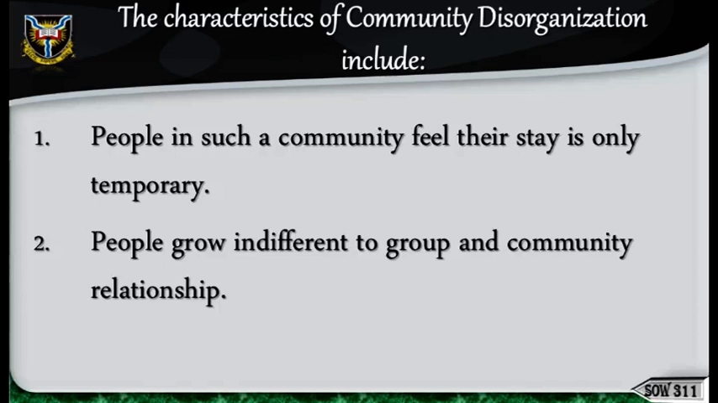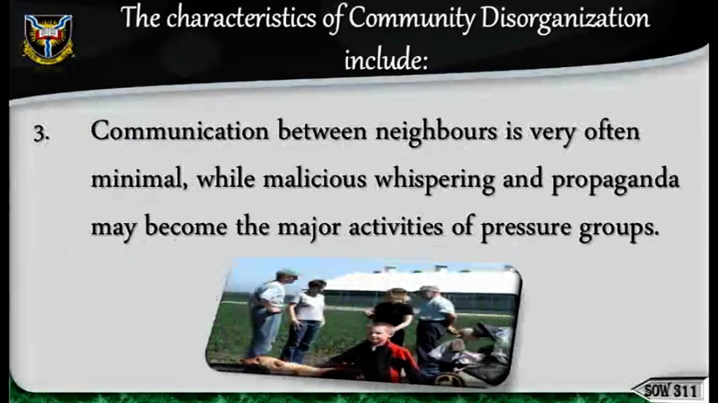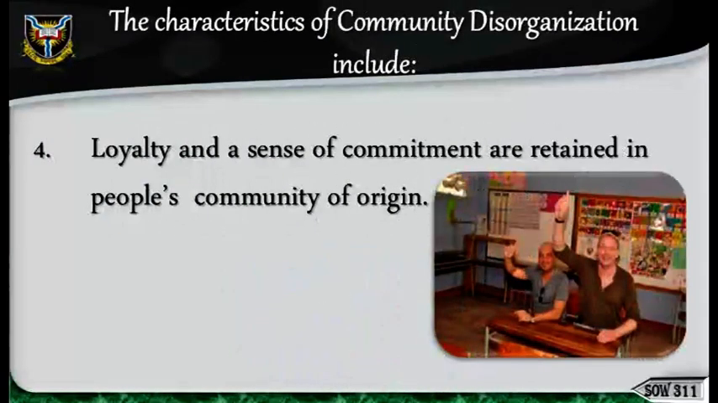2. People grow indifferent to group and community relationship. This may breed an atmosphere of suspicion, distrust, and jealousy in personal and group relations. 3. Communication between neighbors is very often minimal, while malicious whispering and propaganda may become the major activities of pressure groups. 4. Loyalty and a sense of commitment are retained in people's community of origin.